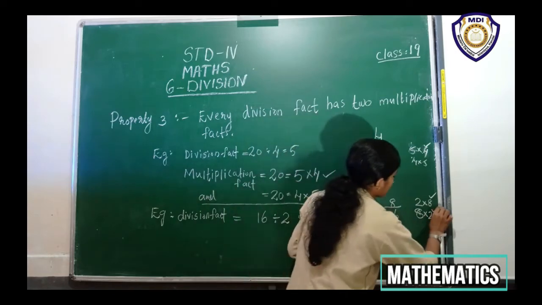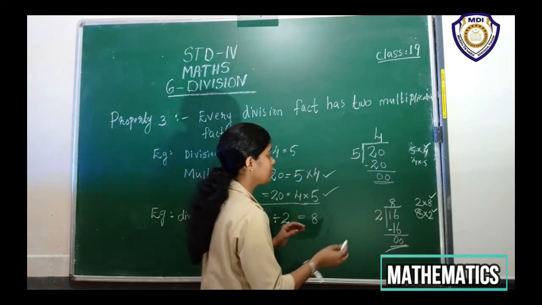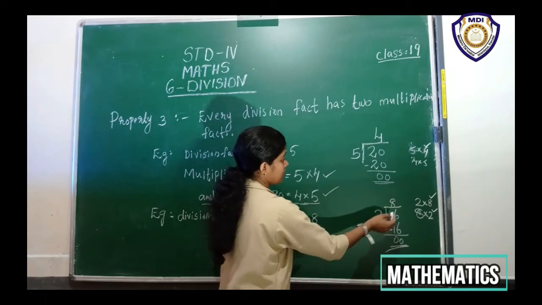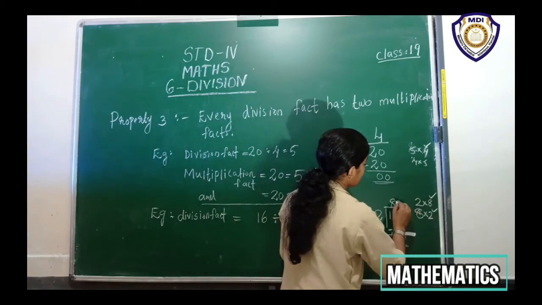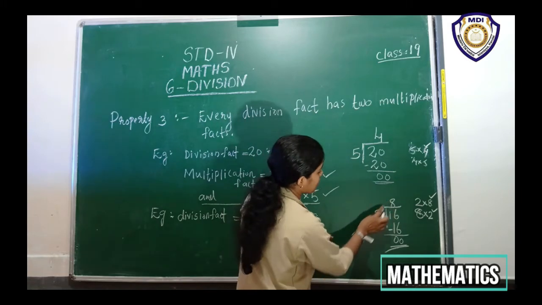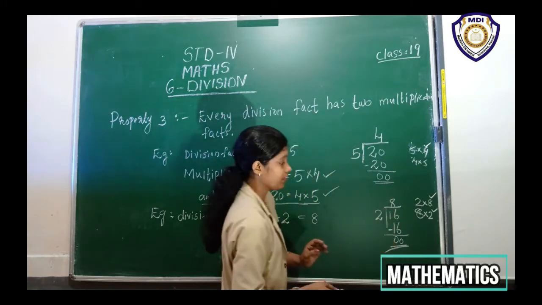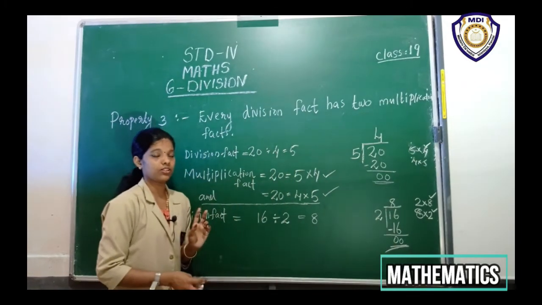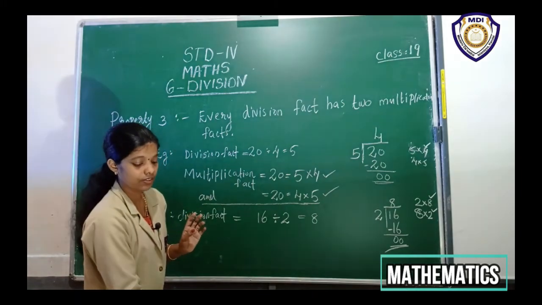2 multiplication facts. 2 into 8, 2 8s are 16. We take 8 is here. Then 8 2s are 16. Okay. 2 multiplication facts. Did you understand?